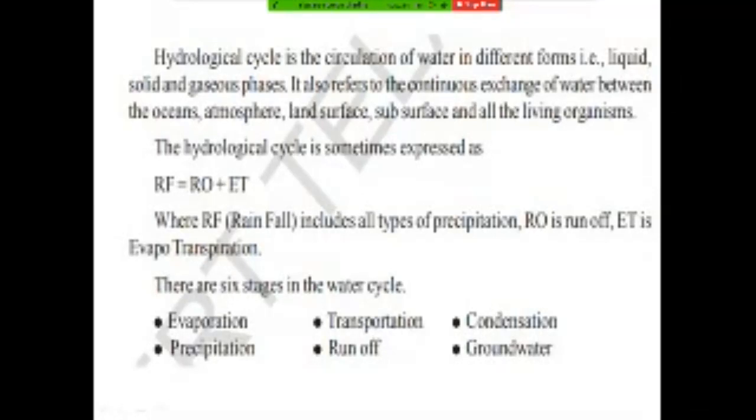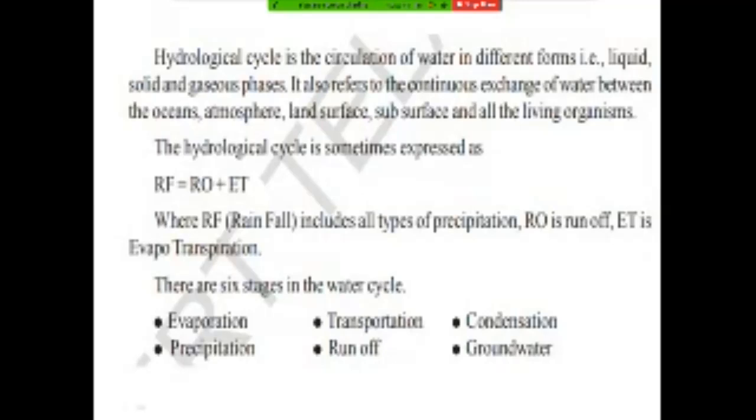So this water is in three different forms. It also refers to the continuous exchange of water between the oceans, atmosphere, land surface, subsurface, and all the living organisms. So it is a continuous exchange of water, rotating among itself. That's why it is called a cycle. And this hydrological cycle is sometimes expressed as RF equals RO plus ET. What is RF? RF means rainfall, which includes all types of precipitation. And this precipitation may take place in the form of rain, fog, dew, hail, mist, etc.